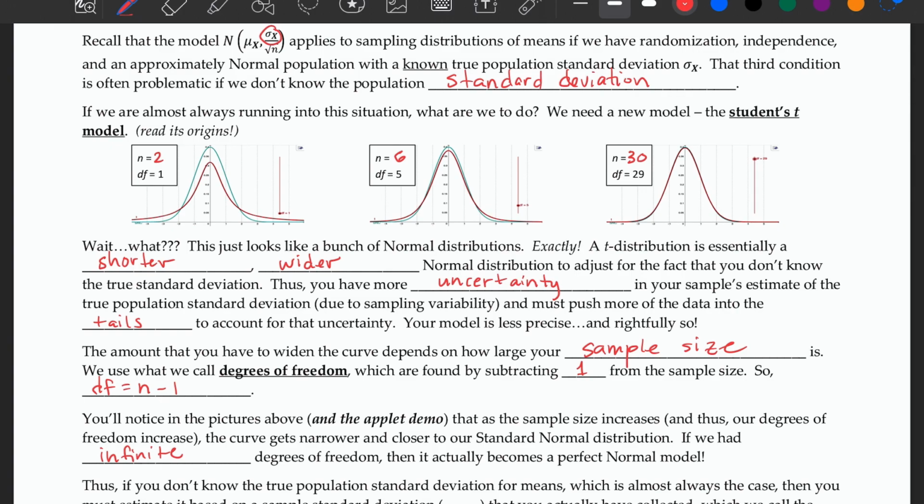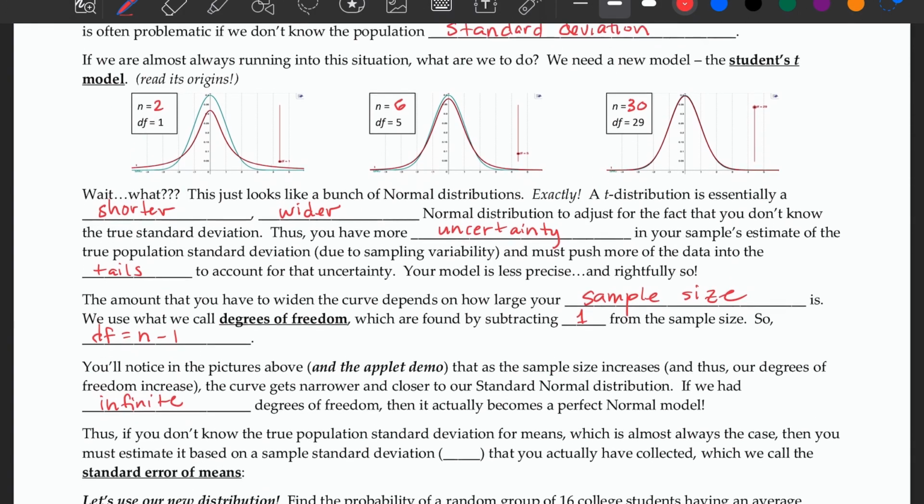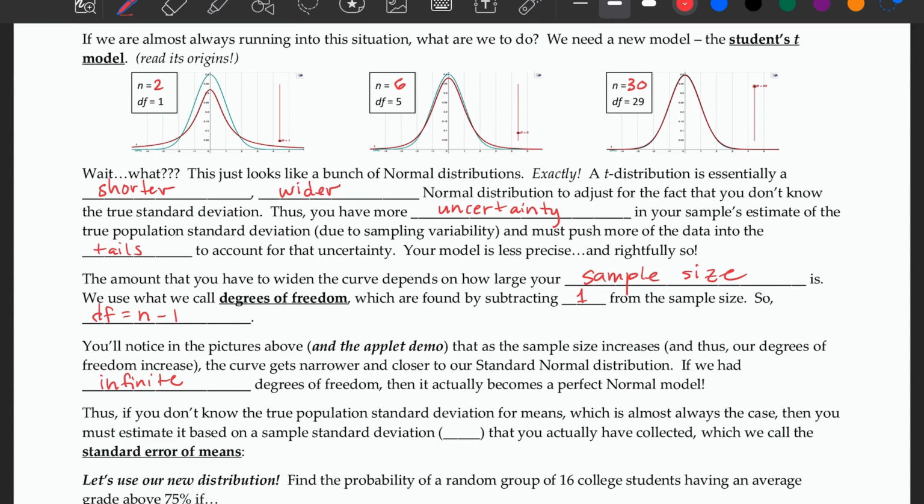So why does this matter? If you don't know the true population standard deviation for the mean, which again is pretty much always the case, other than in scenarios where there's been hundreds of years of data being collected, then you must estimate the sample standard deviation. You must estimate the standard error based off of the sample standard deviation.